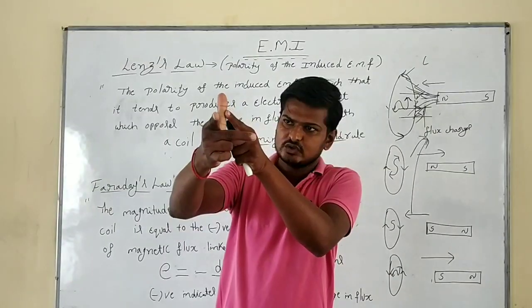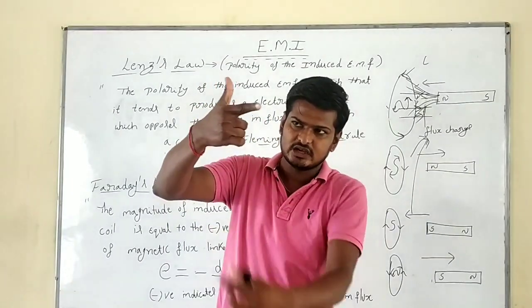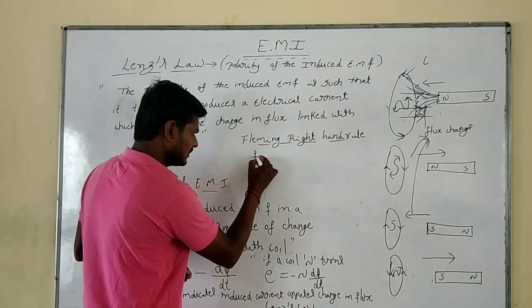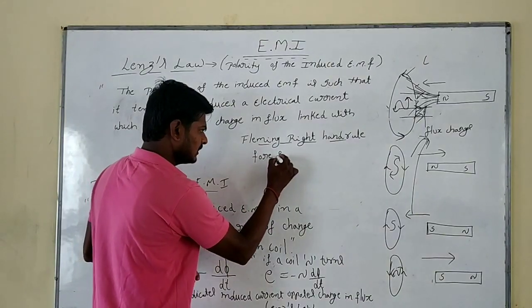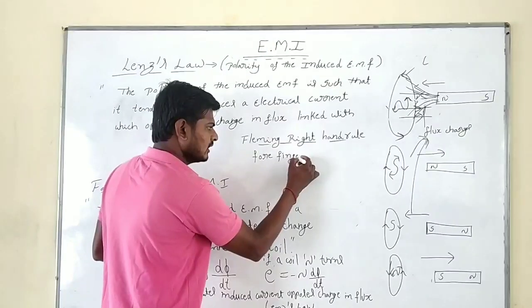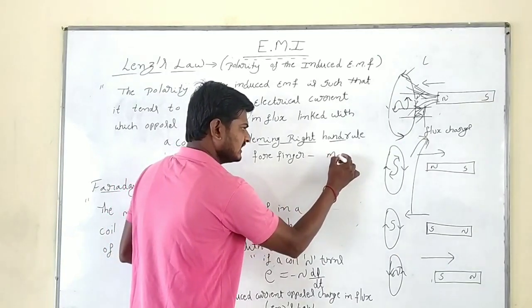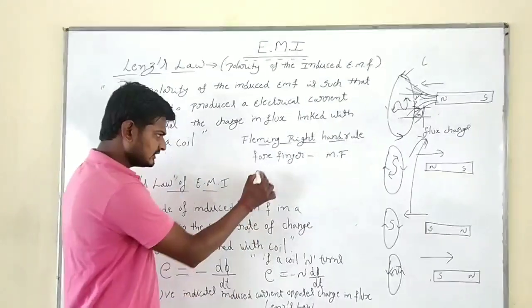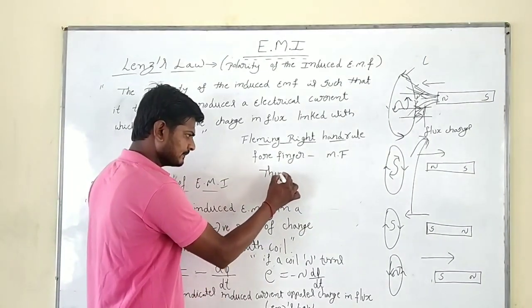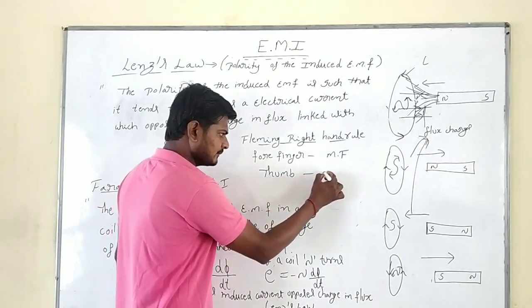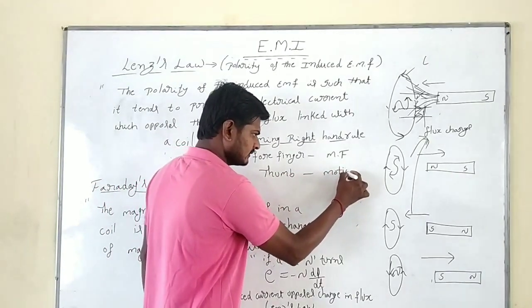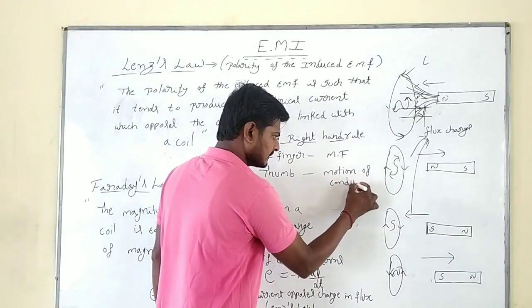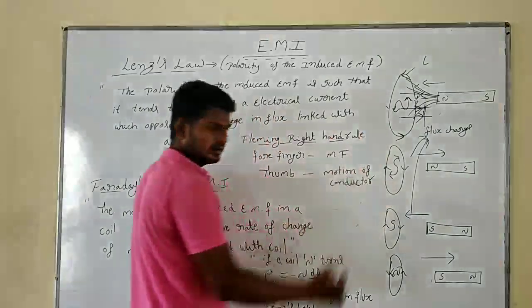The forefinger gives the direction of magnetic field. The thumb gives the motion of the conductor.